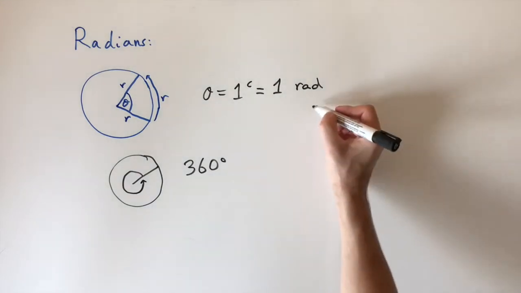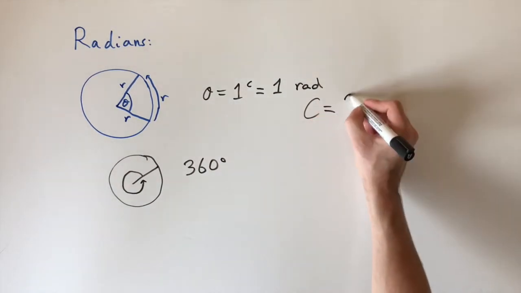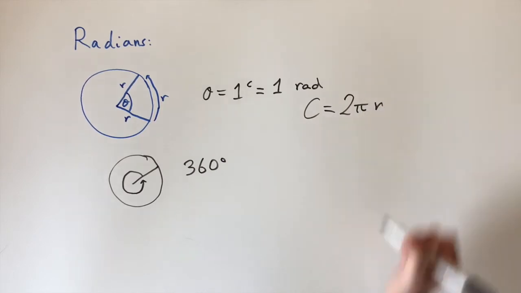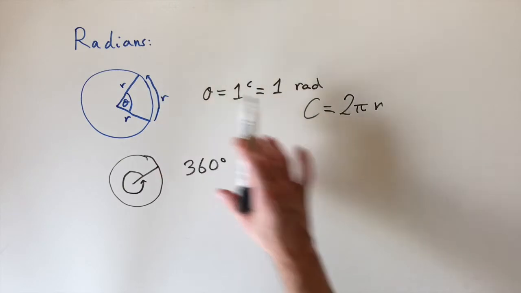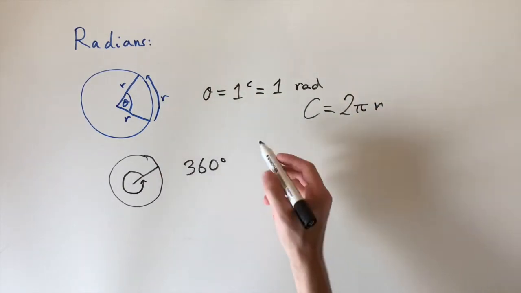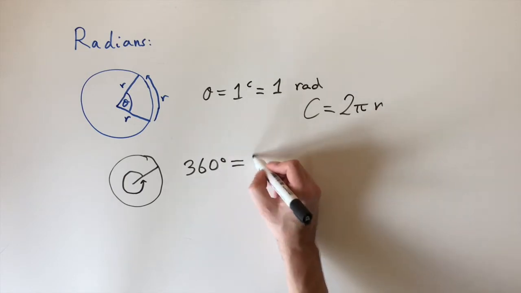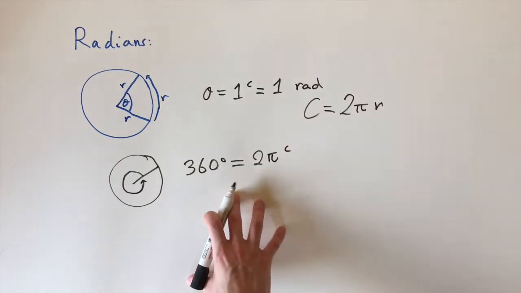So remember that the formula for the circumference of a circle, for any circle, is 2 pi r. And since 1 radian is when the arc length is r, we need to divide this formula by r to get the number of radians. So this tells us that 360 degrees is equal to 2 pi radians. And so it's useful just to get the smallest quantity.